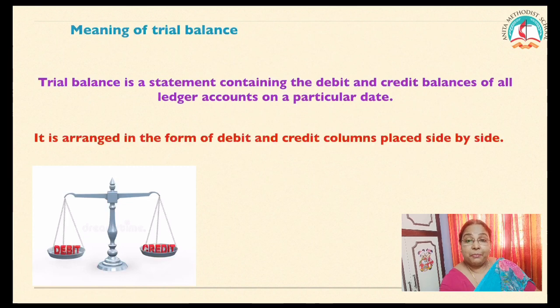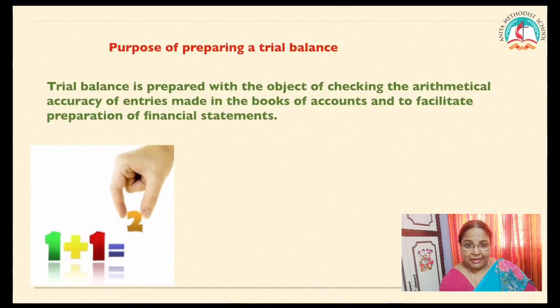Right. What is the purpose of preparing a trial balance? Trial balance shows the arithmetical accuracy of the accounts prepared. What do you mean by arithmetical accuracy? 2 plus 2 is 4. That is arithmetical accuracy: the debit column total and the credit column total are the same. If it is the same, it is not a proof that the trial balance is done correctly. But as of now, the trial balance is correct. So trial balance shows only the arithmetical accuracy of the accounts prepared.